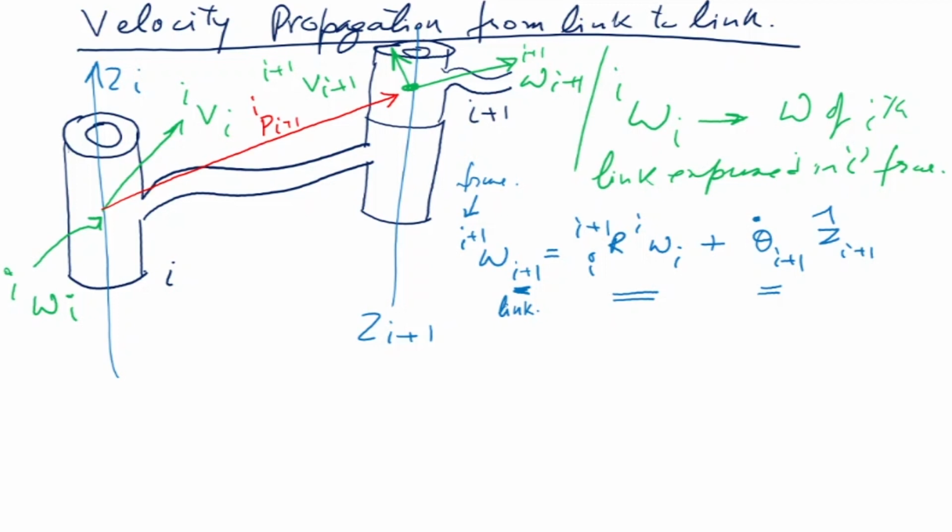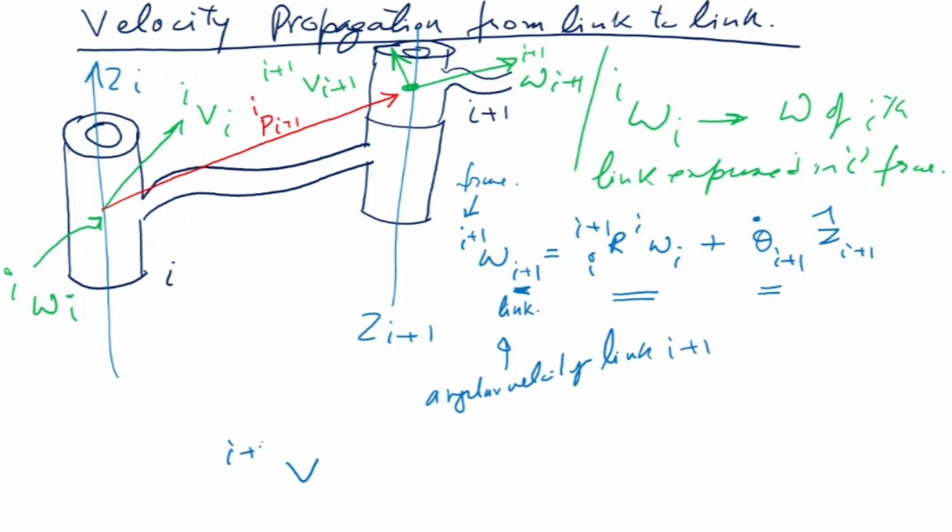So this is the angular velocity of link i+1, which is the sum of the angular velocity of the previous link, omega i, plus its own angular velocity, theta dot i+1. So this gives me the angular velocities. What about the linear velocities?